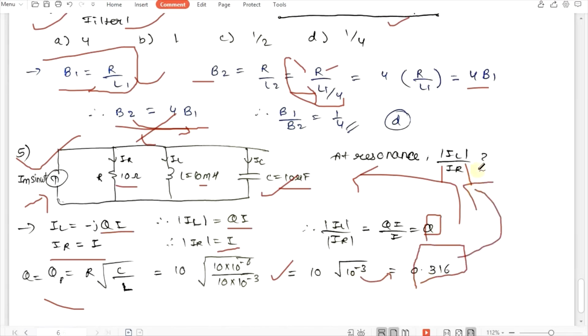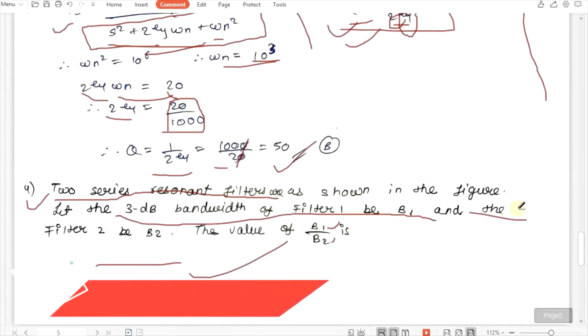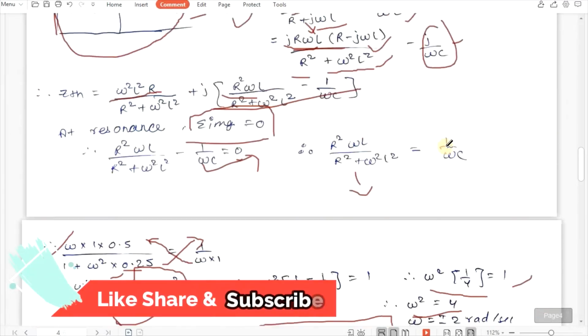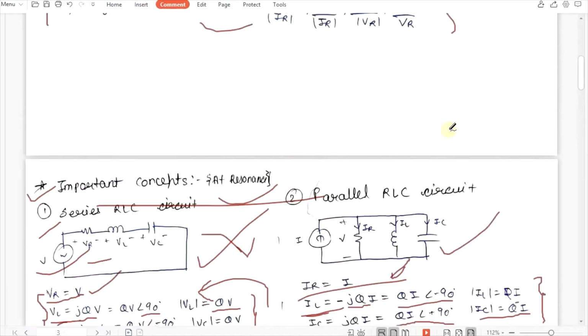We can get a similar type of sum where you will be given the series RLC network and you will be required to find mod of VL by VR, mod of VC by VR. So you have to follow the same steps and you will get your answer very easily. So this was all 5 types of sums that have been asked in the GATE exam. Practice it and you will be a master of it.